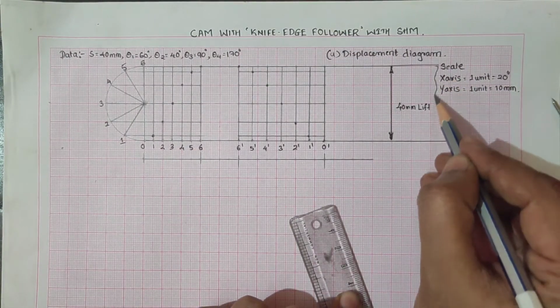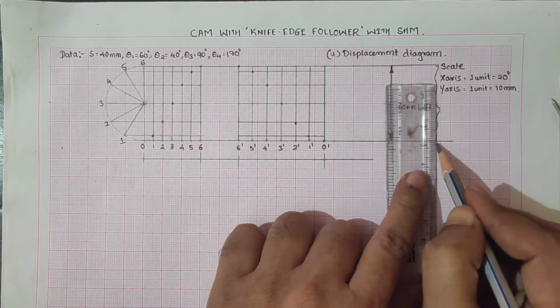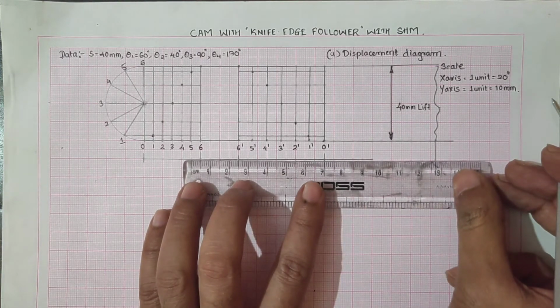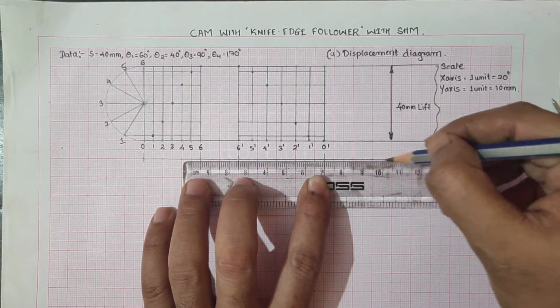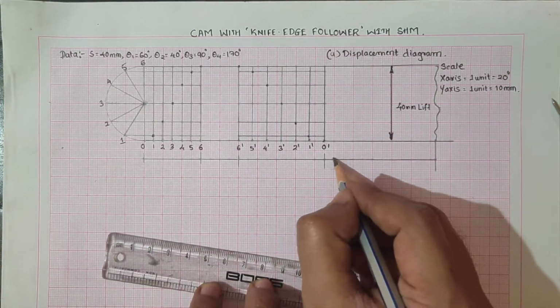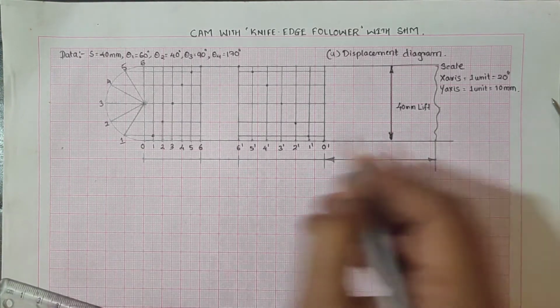So we can write it like this and then show it in this manner. It is not 170 degree, but it resembles that there is no work done on the follower during that period, so it will be remaining idle.